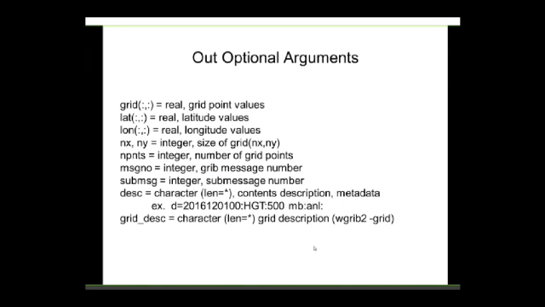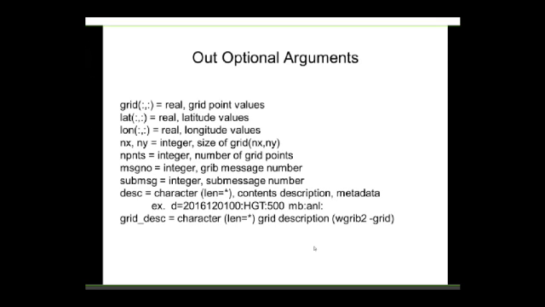You can get the grid, the lat long. NX is the size of the grid, which is sort of useful, along with the endpoints, the number of grid points. MSG number is the group message number and sub-message number. And two important ones are about description. That is the metadata, which is basically the default inventory minus the first two columns, the number and the location. That's your metadata. And finally there is the grid description.